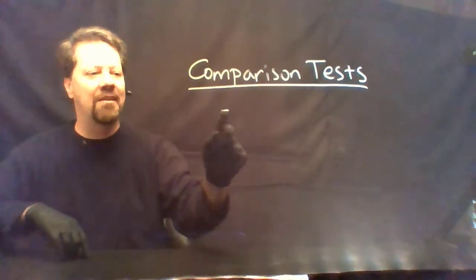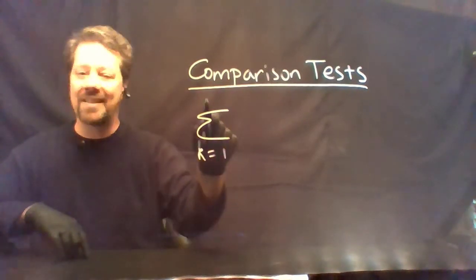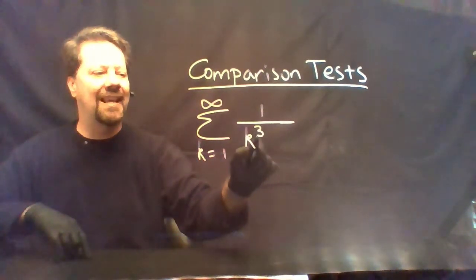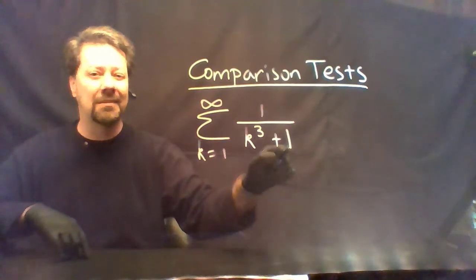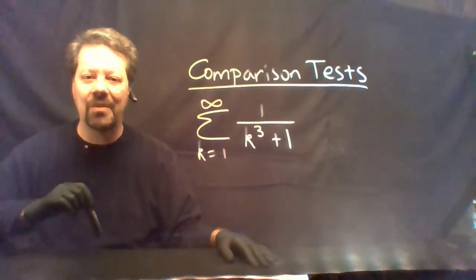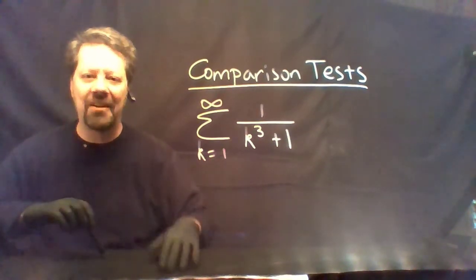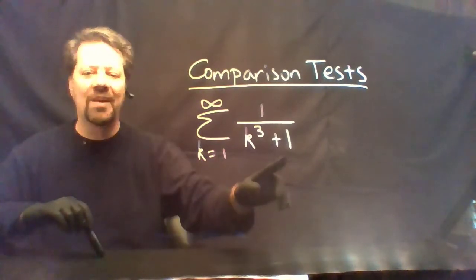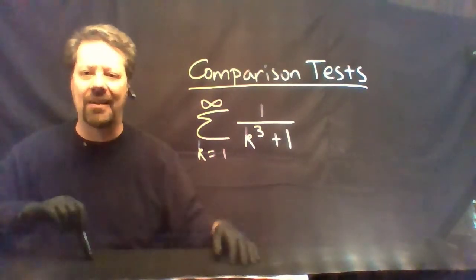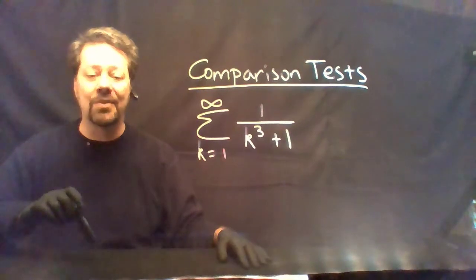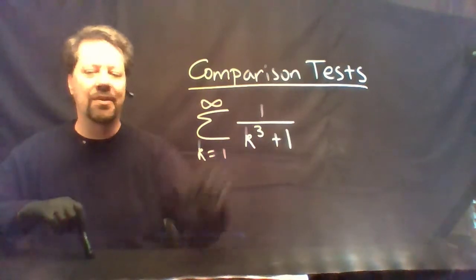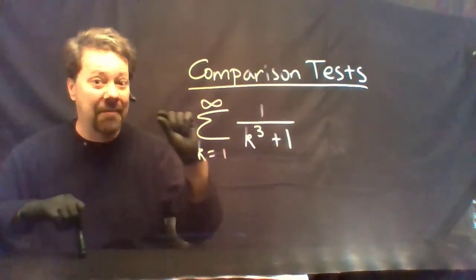To motivate these comparison tests, let me show you some examples. Suppose I have the sum, as k goes from 1 to infinity, of 1 over k cubed plus 1. If only that plus 1 were not there, this would be a p-series with p equals 3, which is greater than 1, and therefore it would converge. Does the 1 really matter? When k gets really big, like 1,000, what is 1,000 cubed? 1,000 cubed is 1 billion. A billion and 1, does the plus 1 really matter? Especially when you're talking about 1 over a billion? That's a very tiny number.